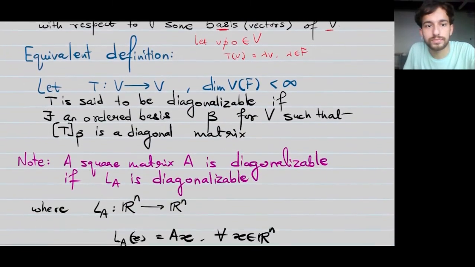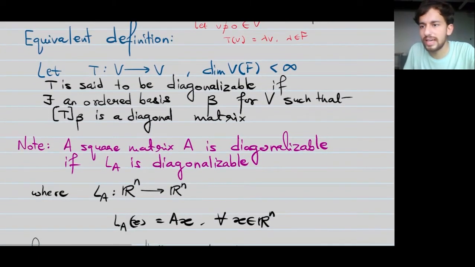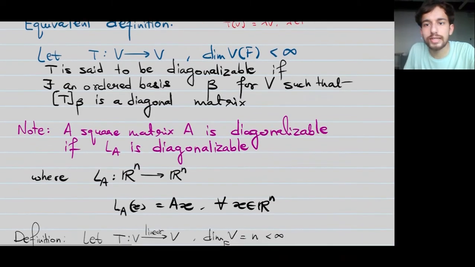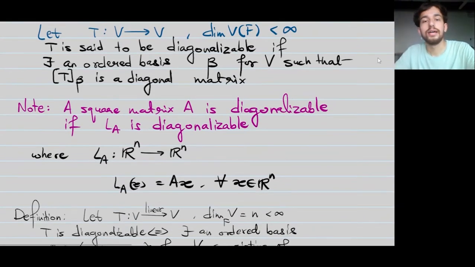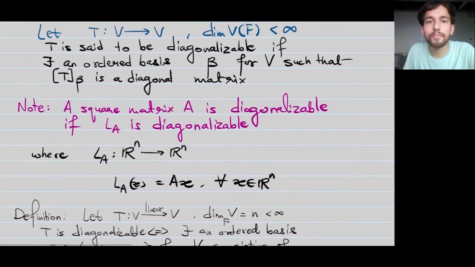This is an equivalent definition. Suppose T is a linear map from the vector space V to itself. Of course I assume that my vector space is finite dimensional, that is, its dimension is less than infinity. Then T is said to be diagonalizable if, and this is important, there exists an ordered basis beta for V such that the matrix of T with respect to beta is a diagonal matrix.